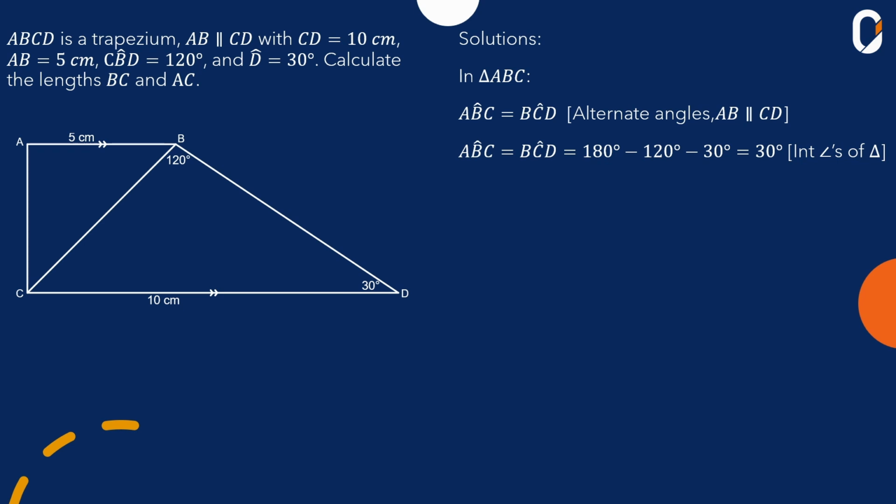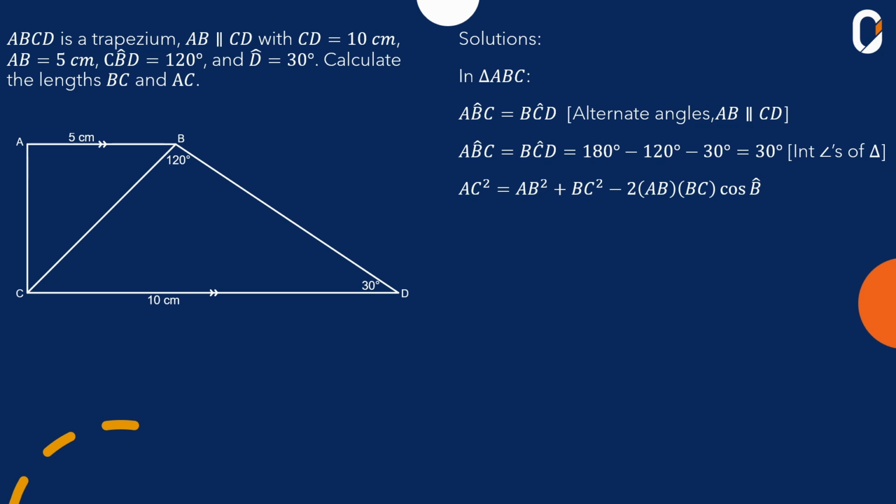Now that I've found the size of angle ABC, I can go on and say AC squared is equal to AB squared plus BC squared minus 2 AB BC cos of B. And that is the cosine rule. I'm applying the cosine rule because I know the values of 2 sides and the angle in between them, and one of the sides is the one I'm looking to find, and hence I can apply the cosine rule.